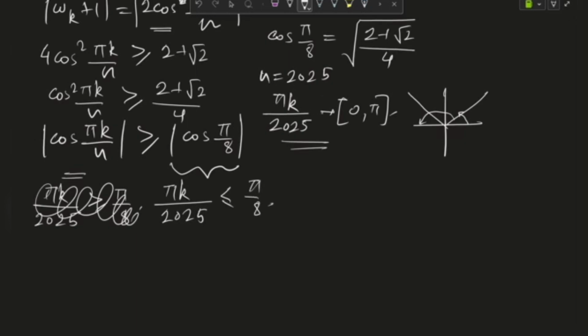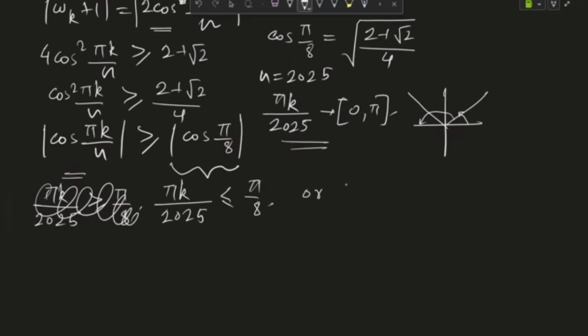Because pi k by 2025 is lying between 0 to pi, and this can open with two different signs. So this will basically lie between less than or equal to pi by 8, and here we can write less than or equal to pi minus pi by 8 like this. If you want, you can write it in one go, like pi minus pi by 8 less than or equal to pi k by 2025 less than or equal to pi by 8, but we will get two different sets of solutions, so I am writing it separately. Okay.